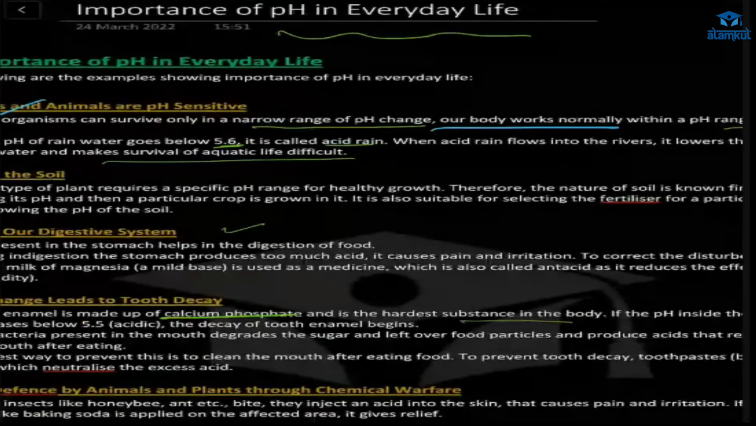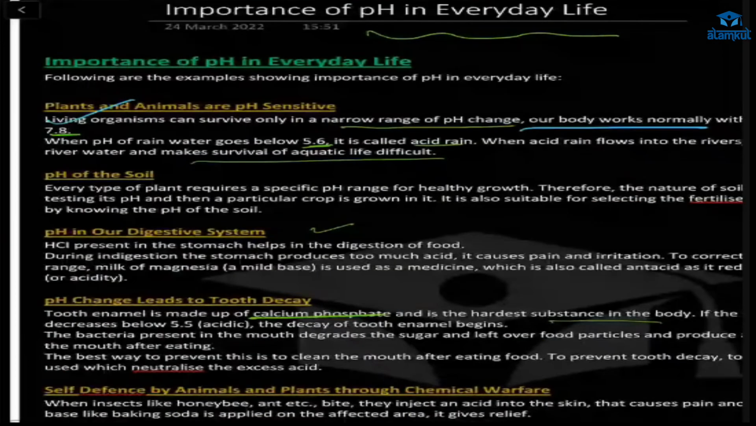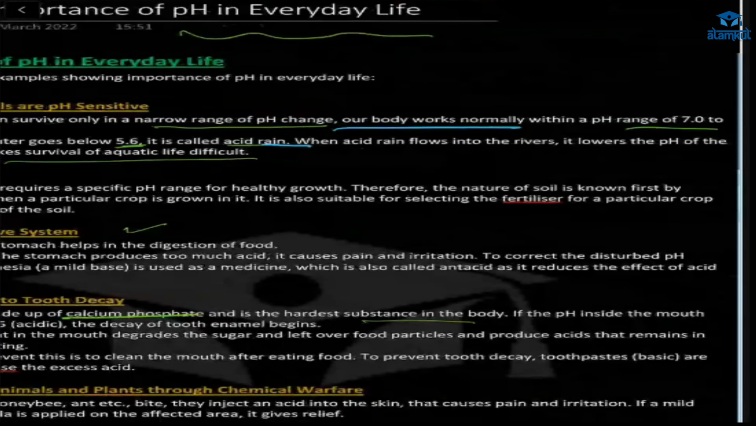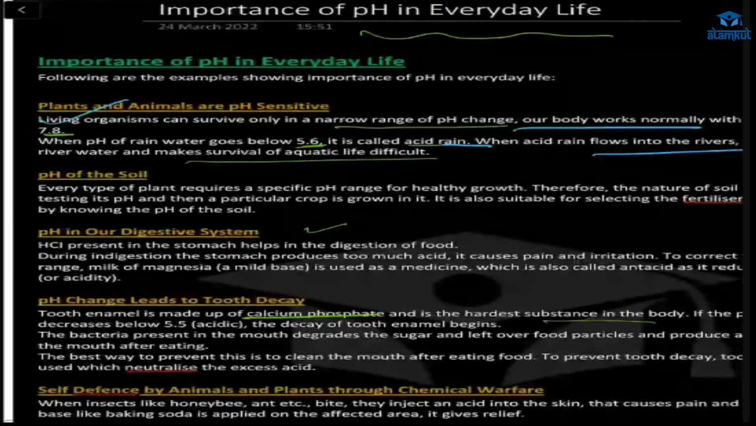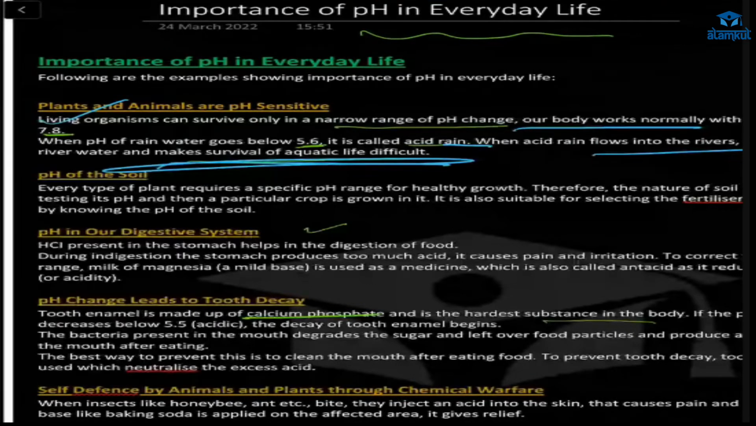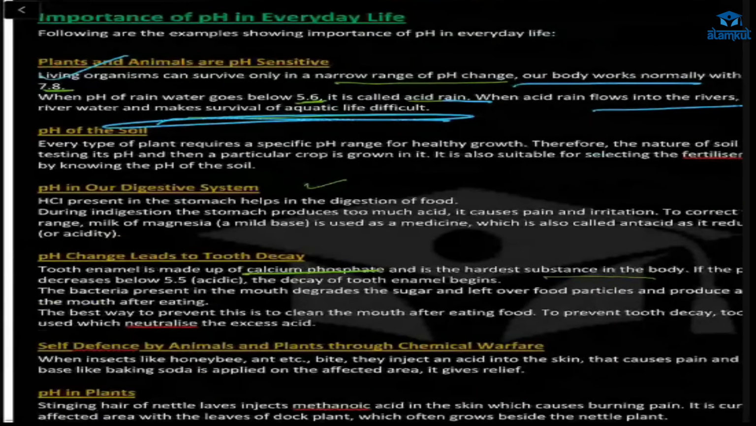Okay, so here, leaving this, it is the same thing. The body works normally with a pH range of 7.0 to 7.8. When the pH of rainwater goes below this, it's called acid rain, and when acid flows into the rivers, what will happen? It makes life difficult for aquatic life, for the different types of fishes, because that rain is acidic rain. Okay, and now what is the pH of the soil? Every type of this you go through.